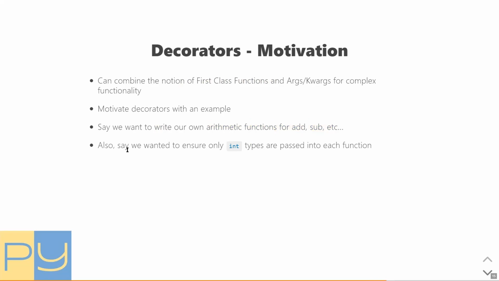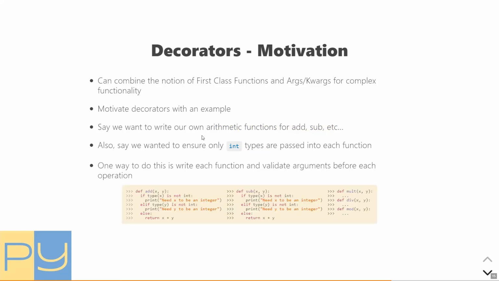Let's see this through an example. Say we wanted to ensure that only integers are passed into this function. We wanted some error checking to make sure that with all this arithmetic going on, if someone passes in a string or a list or some other variable, we don't want Python to crash. We want to print a nice error message to the user saying, hey, you should probably just pass in integers, given you're doing arithmetic. So what would code like this look like?